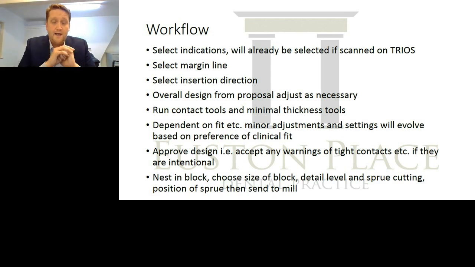Dependent on the fit of these restorations, you can adjust those settings to a fit that you're happy with, so slightly tighter contact points or slightly looser contact points, a slightly heavier occlusion, depending on what your clinical preference is. And then you can improve the design. It will give you warnings if it thinks you have put in too hard a contact between the teeth or too hard an occlusal contact. You can just accept those and bypass them if they're intentional. So you don't want to overdo it, but on the flip side, you have that flexibility to choose how you want the restoration to fit.